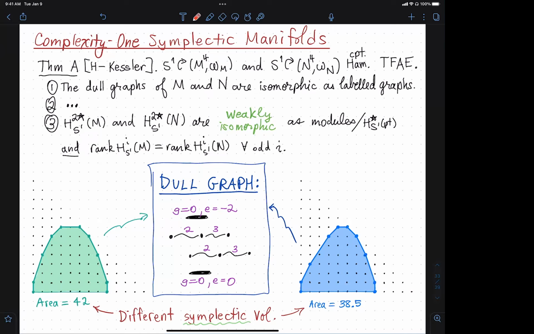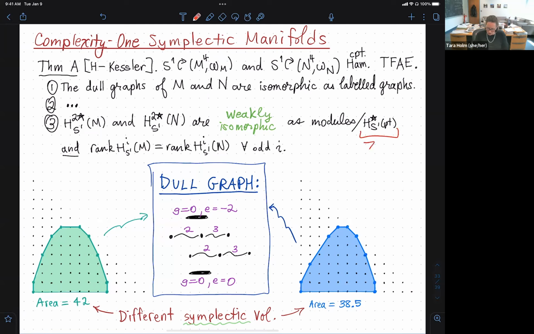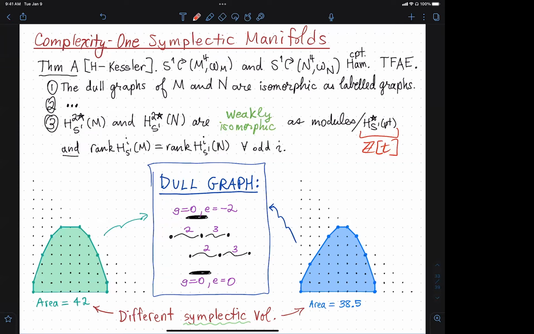Apologies, you said it, but I probably missed it. Weakly isomorphic, what does it mean? Weakly isomorphic means isomorphic, but everything is a module over H_{S^1} of a point. This is a polynomial ring in one variable, and I'm allowed to change t and minus t. So I'm up to isomorphisms of the polynomial ring H_{S^1}. But you're saying they are isomorphic as modules, but not as rings? Correct. Oh, okay.